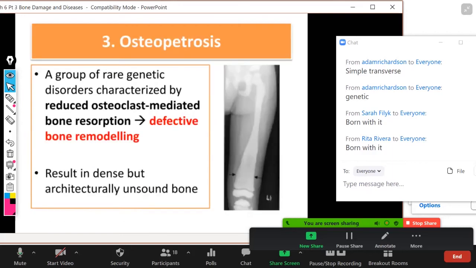All right. This one is osteopetrosis, not osteoporosis, which is different. Osteopetrosis. So this is an issue. It is genetic as well. But this is an issue with the bone remodeling process.